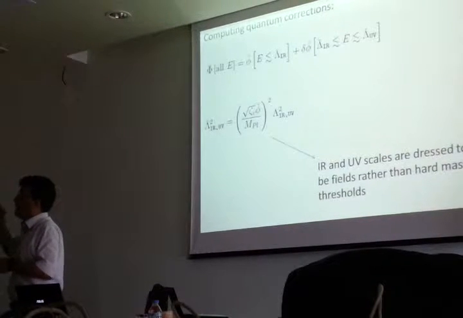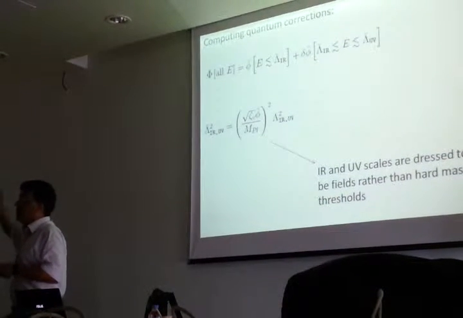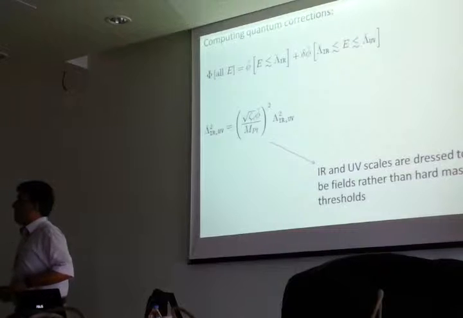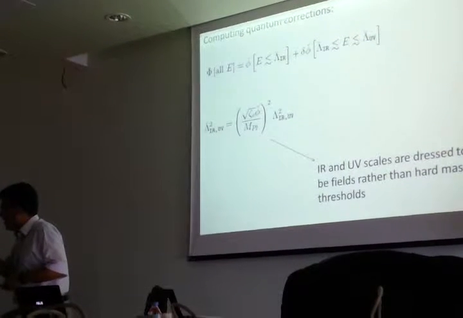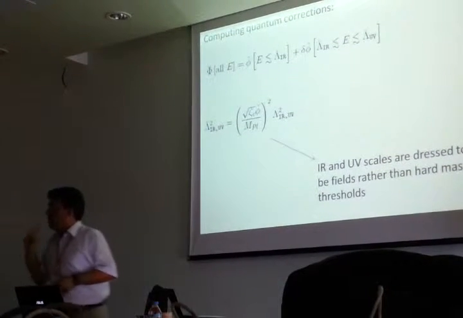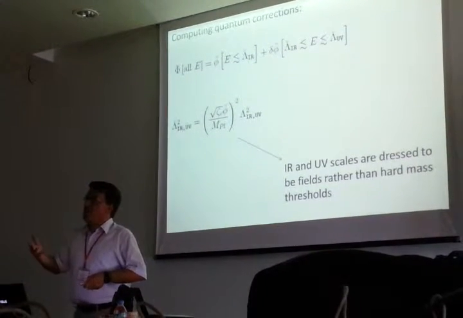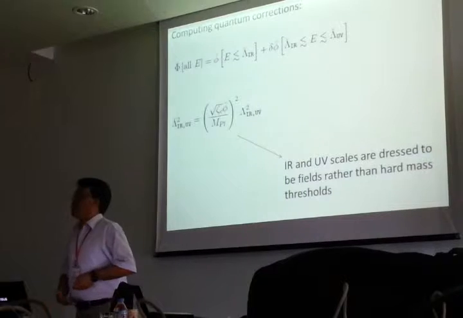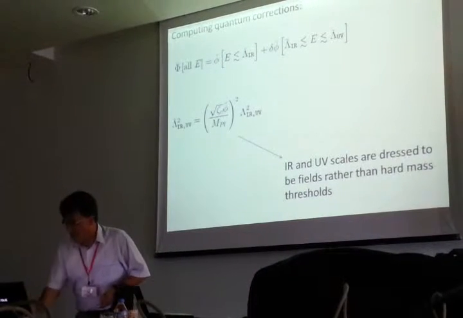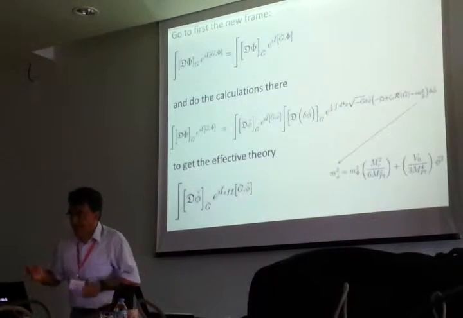Your IR and UV scales will slide with the field. Which field? With the scalar, not with other fields. That is good. You will see. That will be good. In a sense, hard momentum cutoffs are replaced by soft momentum cutoffs, essentially. It is telling us something.